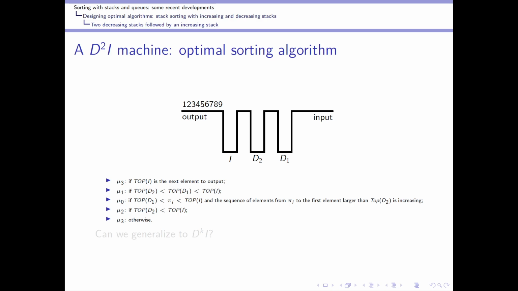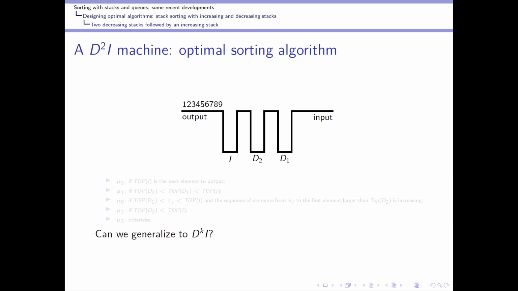Finally, one could ask what happens by adding more decreasing stacks in front, so to have, say, a D to the k I machine. What kind of conditions do we need to check in order to perform the various operations? Okay, so this was the first result I wanted to illustrate in my talk. Now, the second result, as I promised, is the introduction of a new family of sorting machines, for which I'll try to address the problem of characterizing and enumerating sortable permutations.